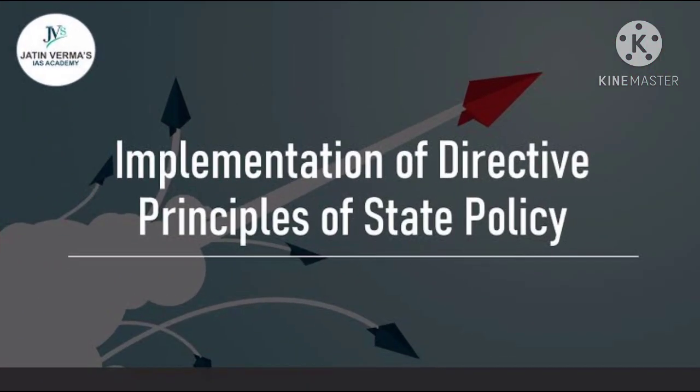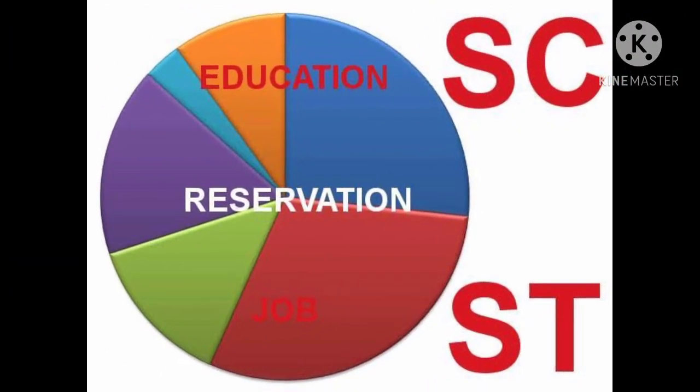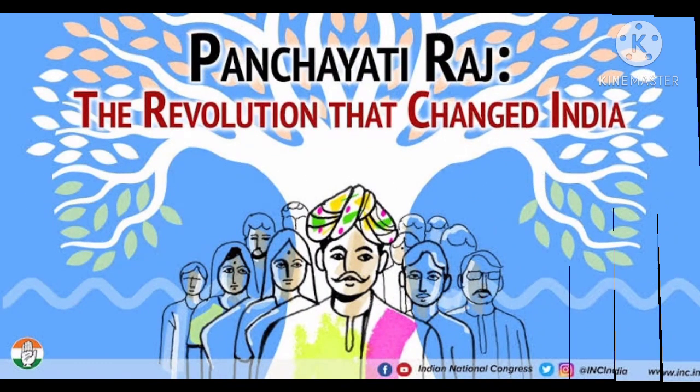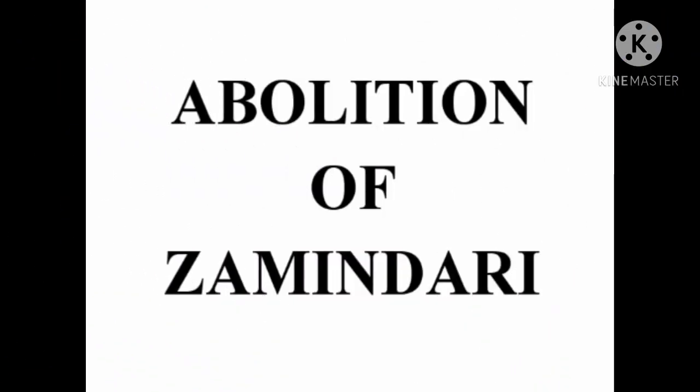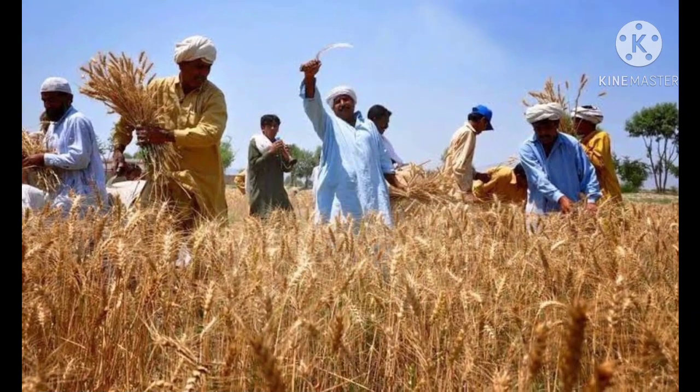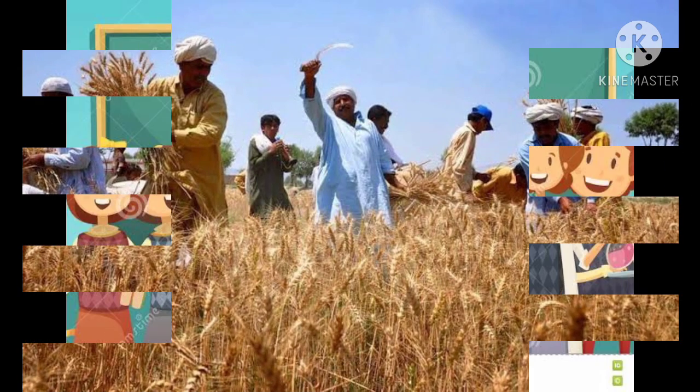The Government of India and the governments of the various states have taken several steps to implement the directive principles. Seats are reserved for the people belonging to the scheduled caste and scheduled tribes in the fields of education and employment. Panchayati Raj system has been established all over the country. Zamindari system has been abolished and laws have been passed to distribute lands to the landless farmers.